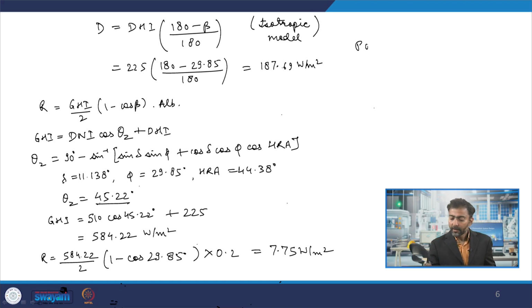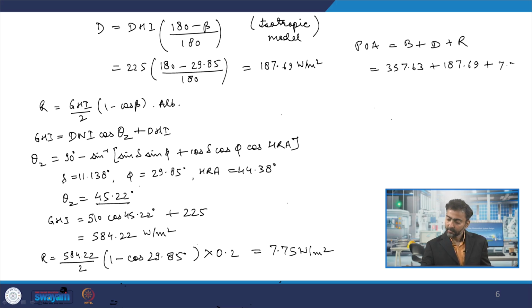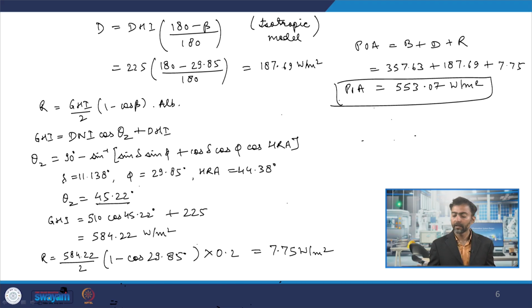So, finally, our plane of array radiation, which is beam plus diffused plus reflected, we have got beam as 357.63, diffused we have found as 187.69, and reflected we have found as 7.75. So, the total comes out to be 553.07 watt per meter square at that particular instant on that given day at that location.